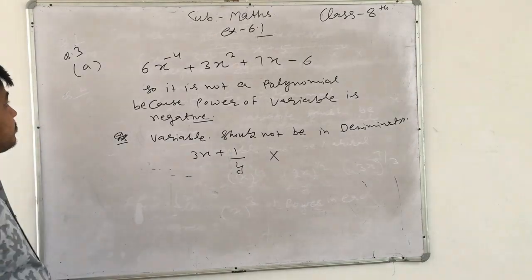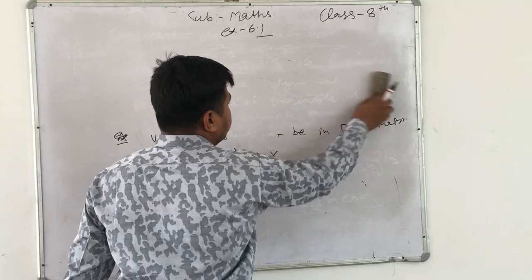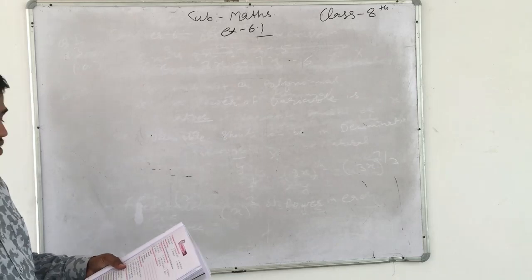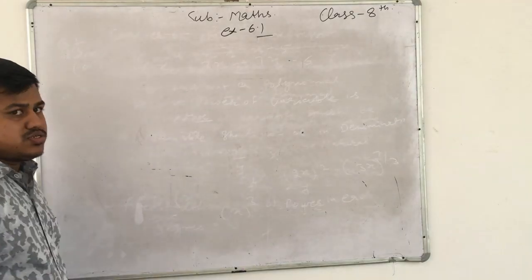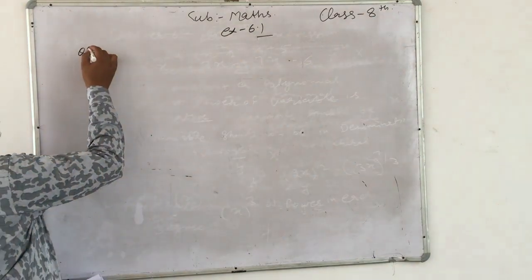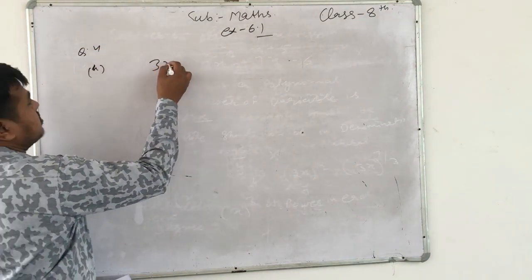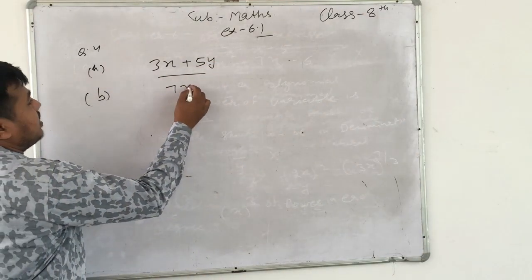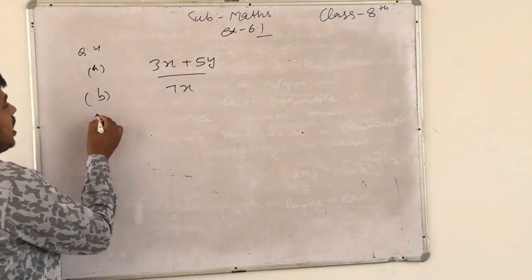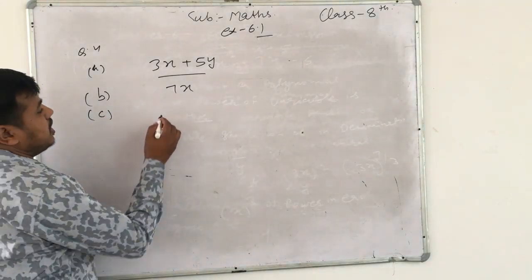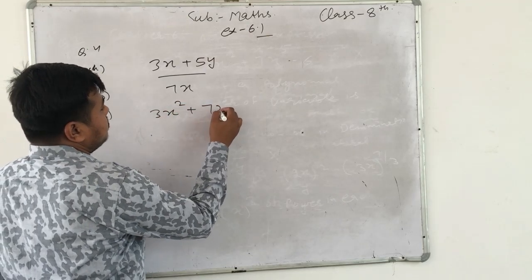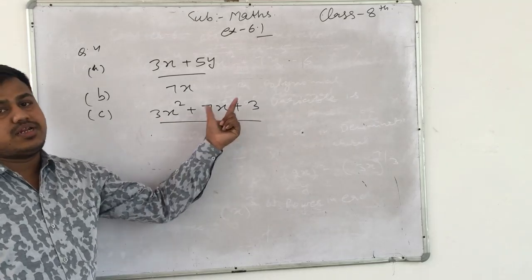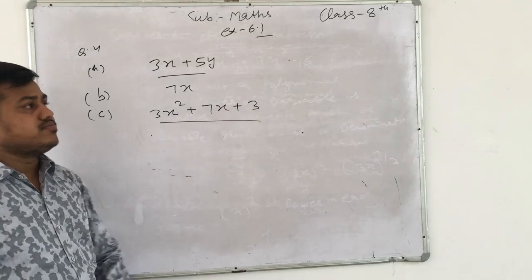Question number 4. In question number 4, we have to write expressions: binomial, monomial, trinomial, polynomial, non-polynomial. Binomial means there should be 2 terms, so you will write 2 terms. In part A of question number 4, like 3x plus 5, this is a binomial. Monomial: you can write any single term, 7x. Trinomial means 3 terms and each is different: 3x square, 7x, plus 3. These 3 terms are different and unlike terms because they are not adding.